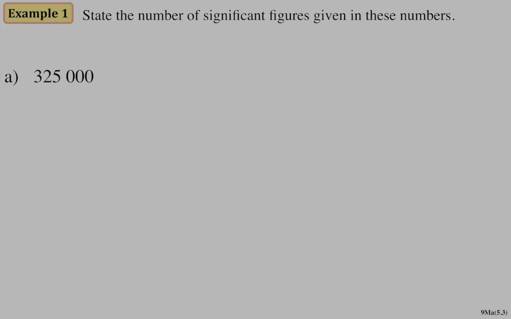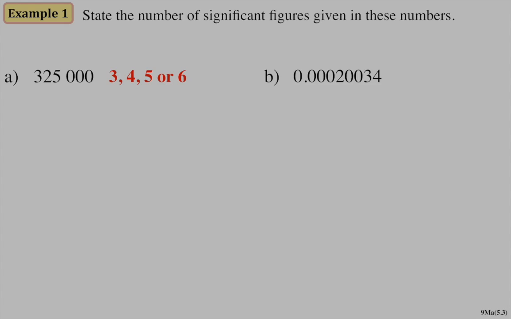Righto, let's try some examples. So state the number of significant figures here for 325,000. So we go, there's the first number, the second number, the third number. This is a whole number, so there could be 3 significant figures, or 4, or 5, or 6. It's one of those weird ones.